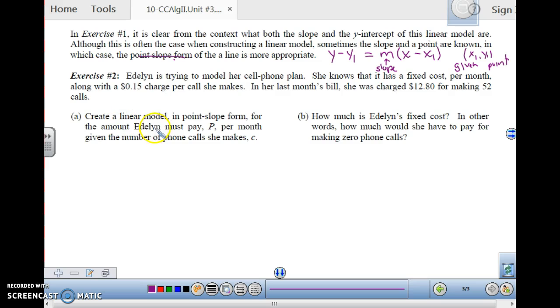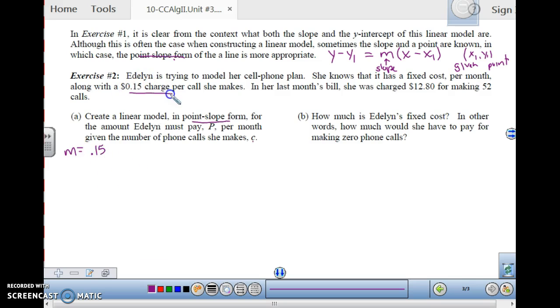So let's create a linear model in point-slope form for the amount Edelyn must pay, P, per month, given the number of phone calls she makes, C. So the input will be C, the output will be P. So x will be C and y will be P. All right, now in point-slope form, we need a slope and we need a point. So the slope in this case, m, will be 0.15.